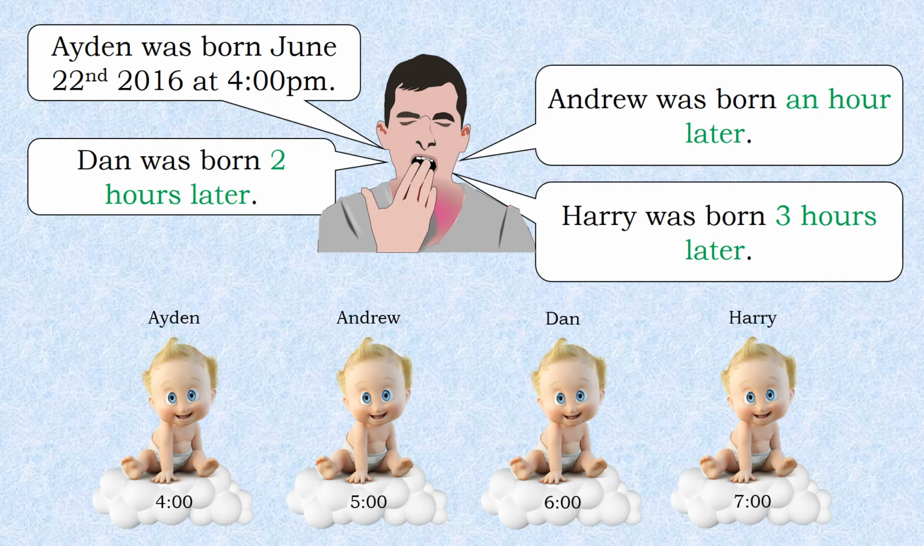So Andrew was born an hour later at 5 o'clock. Dan was born 2 hours later than Aiden at 6 o'clock. And Harry was born 3 hours later than Aiden at 7 o'clock.